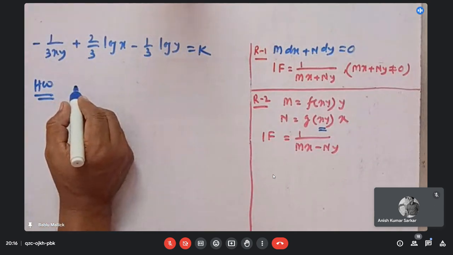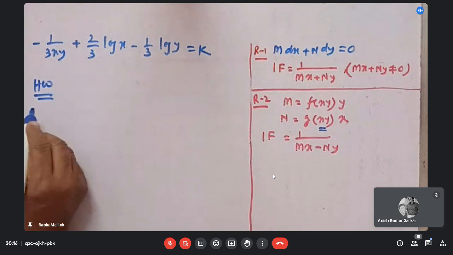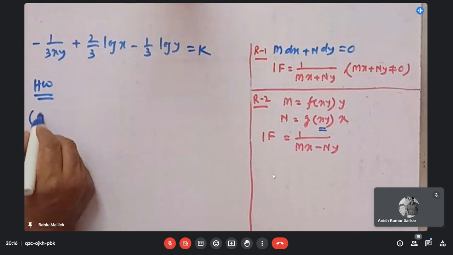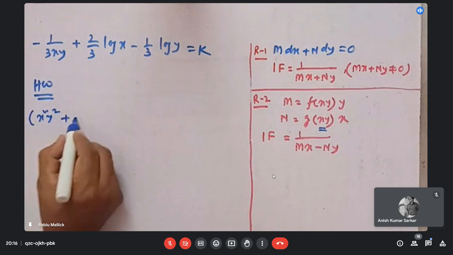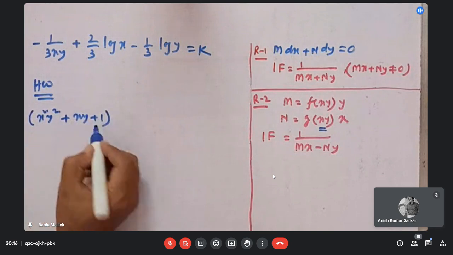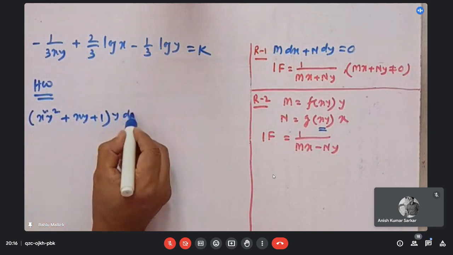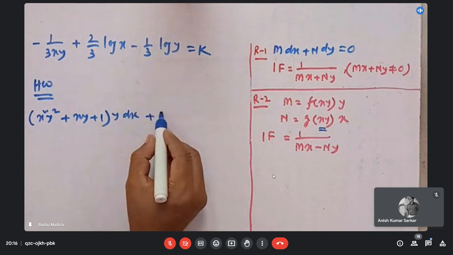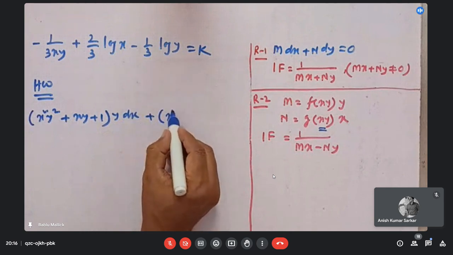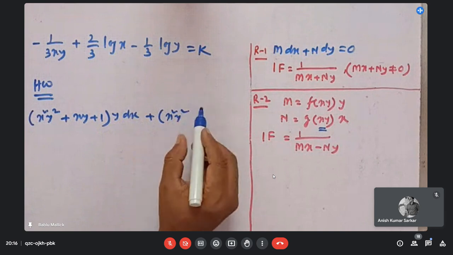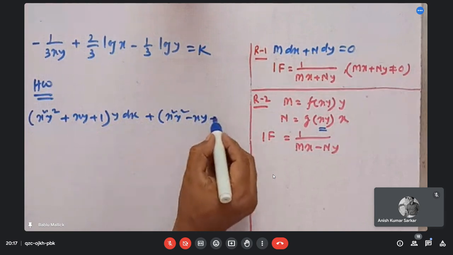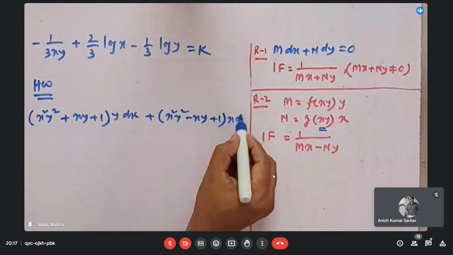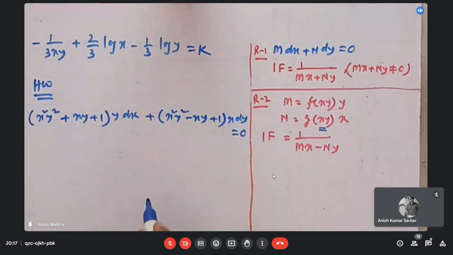Homework, write, you will do this. This is your homework. (x²y² + xy + 1) into y dx plus (x²y² − xy + 1) into x dy is equal to 0. This is your homework.